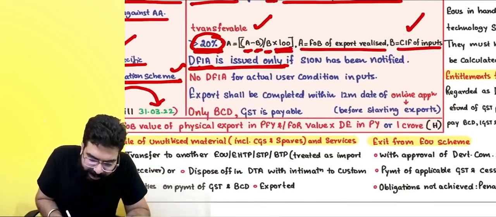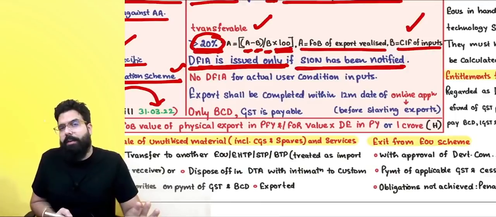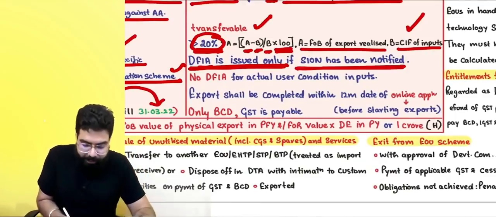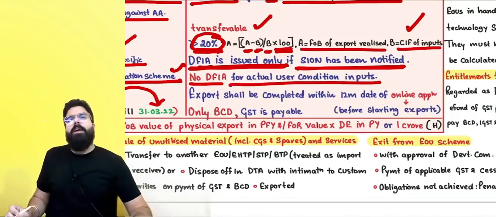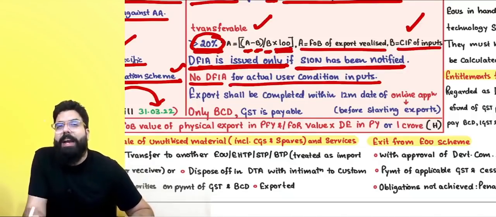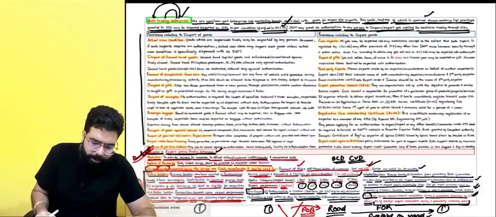Now, DFIA is issued only if SION has been notified. Otherwise, no DFIA. Next, no DFIA for actual user condition. Imports means those inputs which have to be actually imported by someone who has the actual user condition. Sir, what do you mean by actual user condition?